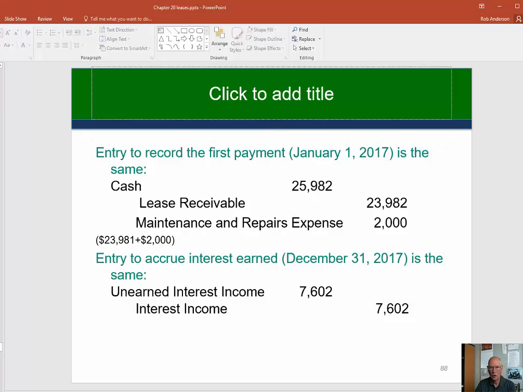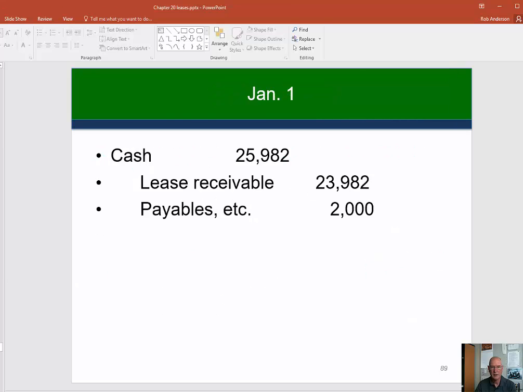So this is January 1, 2017. Here is the end of the year, accruing our interest income. And then the next January, the next day, same thing. There is a repeat of that entry. And then on December 31, we're going to do our journal entry to accrue our interest revenue.